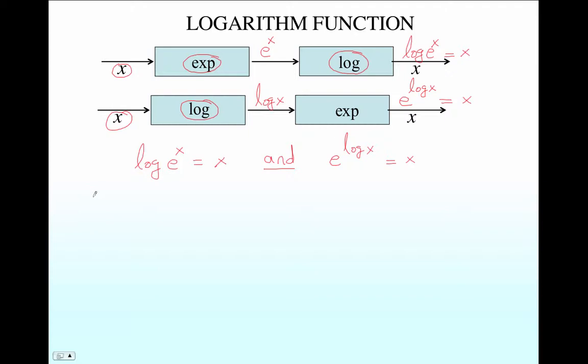Now from this we make a number of deductions. First of all, let's put x equal to 0. Well, if we do that, then we have log of e to the power 0 is equal to 0. But e to the 0 is 1. And so what we've found is that log of 1 has to be 0. And that's something that's very important to remember.